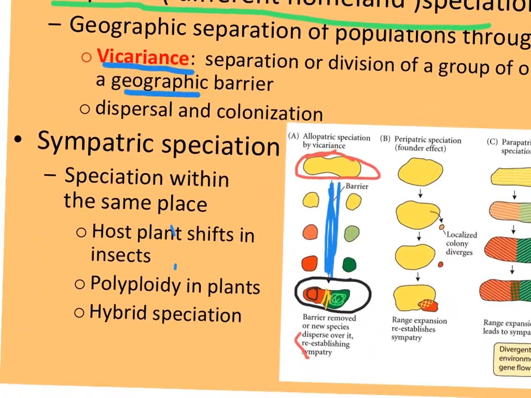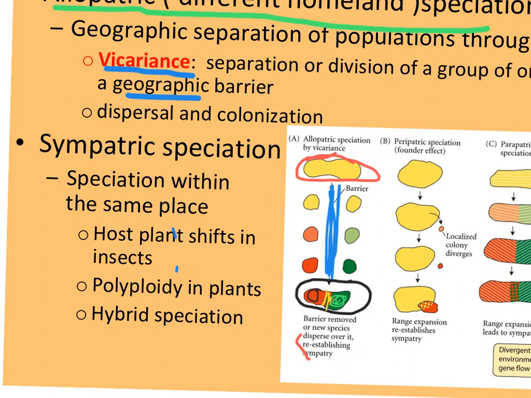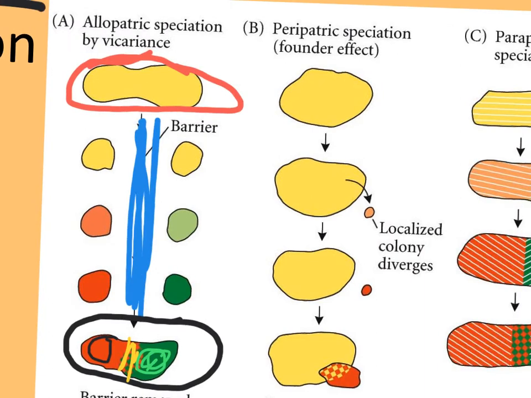Now there's also another way that you can get two separate places, and that's dispersal and colonization. This is still allopatric speciation, but it was given another term, called parapatric speciation. So again, you have one big population.